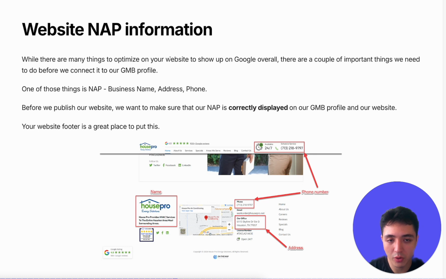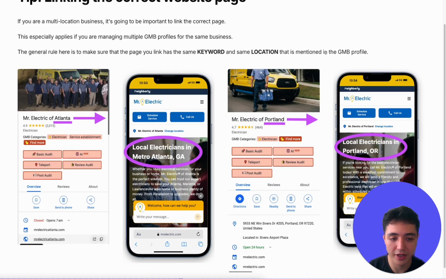So for your website, one of the things that you need to optimize is your Google business profile matching the NAP information that we've discussed above. Make sure that these are correctly displayed on your website and your Google business profile. Make sure that you have the same phone number, the same address, and the same business name. I always recommend people just put this in the footer, and it's important that Google sees this so that they recognize you and are able to match you to the right Google business profile.